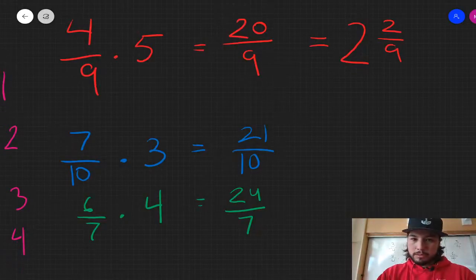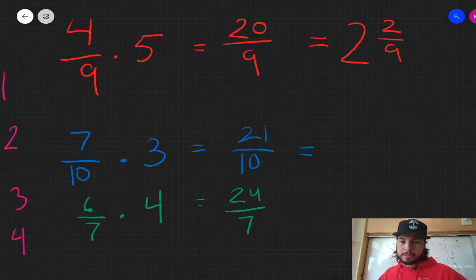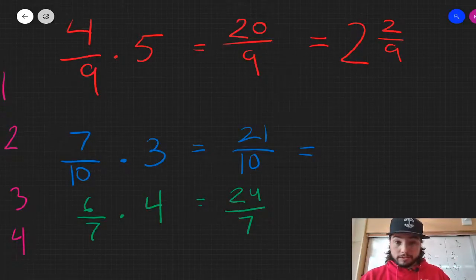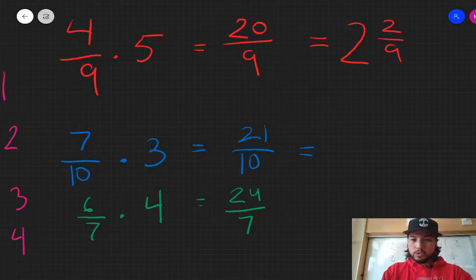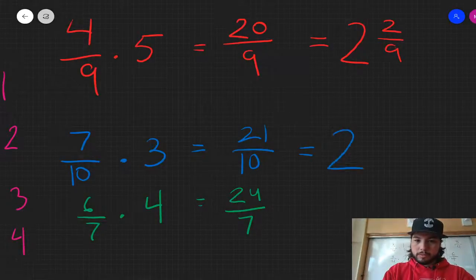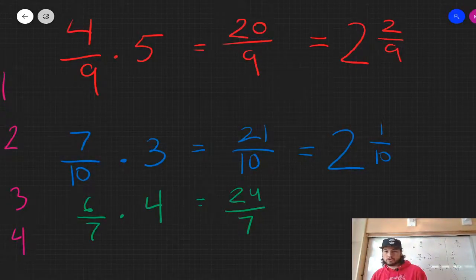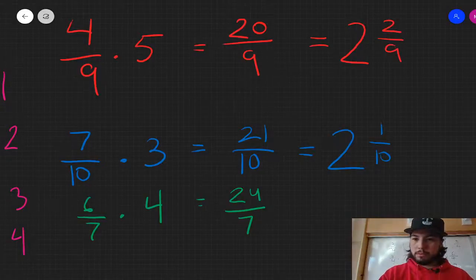Next one here, how many tenths? Count by tens until you can't anymore. 10 tenths equals 1. 20 tenths equals 2. And that's it. We have 1/10 left over, right? If we've taken 20 of those 21 tenths, 21 minus 20, to make our 2 wholes, we've got 1 remaining for a mixed number of 2 and 1/10.